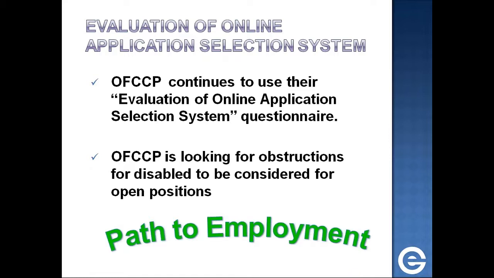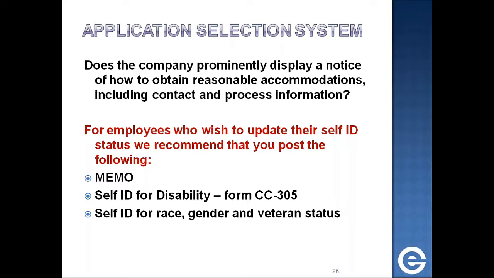I'm going to talk a little bit about individuals with disabilities. The OFCCP consistently has been giving the audited federal contractors an evaluation of your online application and selection system. They continue to use this questionnaire because they're looking for obstructions for the disabled to be considered for open positions. So they will ask these different things. Does the company prominently display a notice of how to obtain reasonable accommodations, including contact and process information?